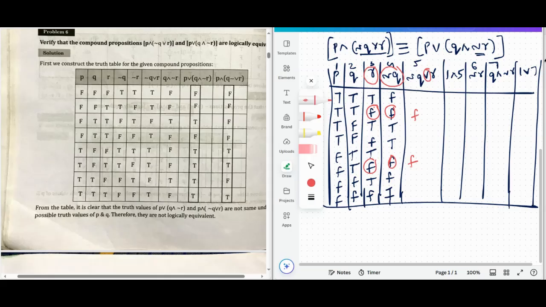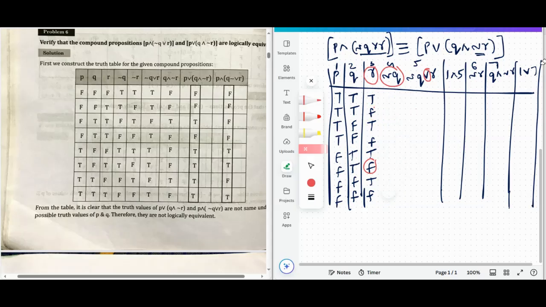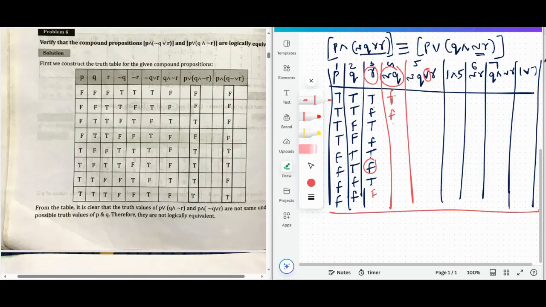I have just written it here. Okay. So here it is T F. So here it is T. It is an F F T T F F T T.